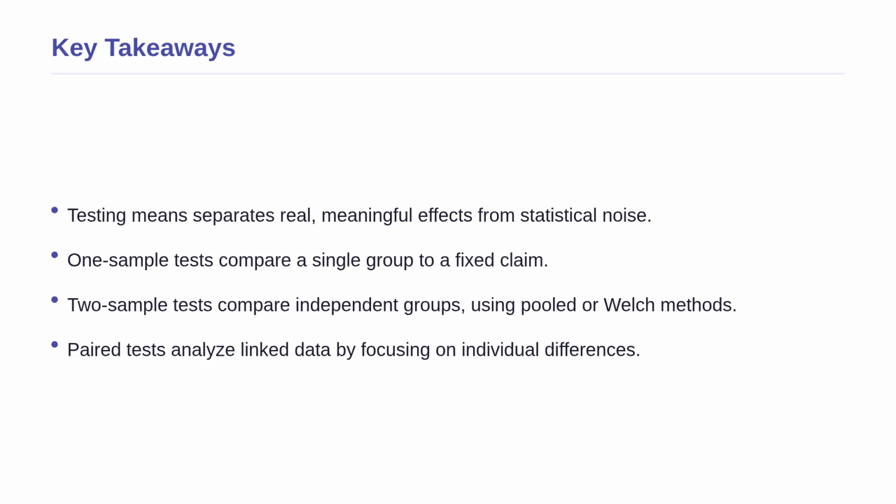We have covered a lot of ground today. Remember, testing means is the ultimate tool for making decisions based on limited data. We use the one-sample test to check against a fixed claim, the two-sample test to compare independent groups, the Welch test when variances are unequal, and the paired test for linked data. Mastering these techniques allows you to look past raw numbers and understand the true story hidden within the data.